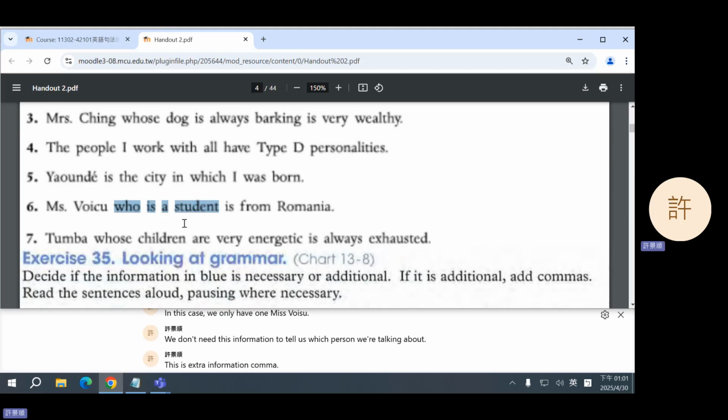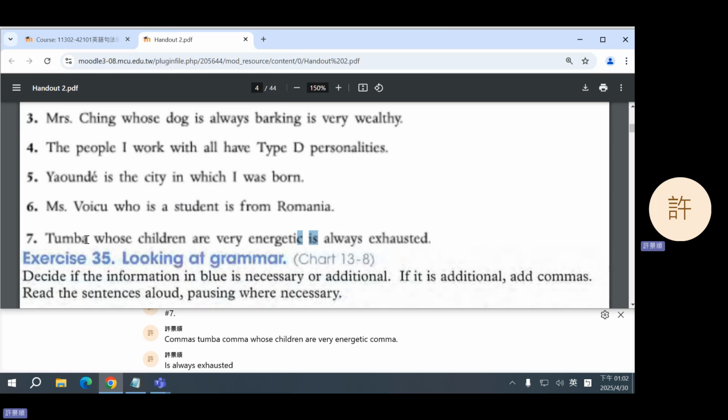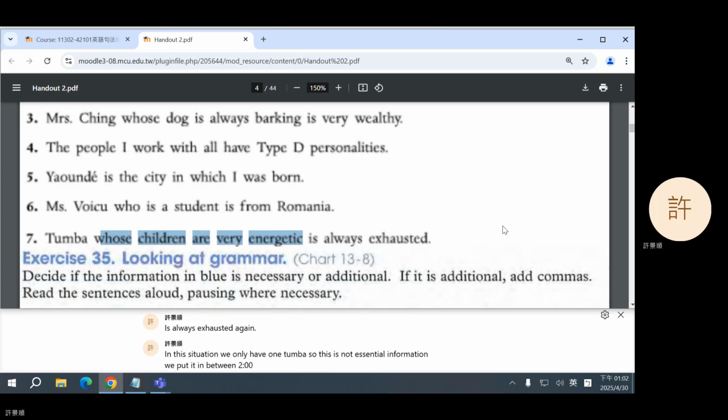Number 7, commas. Tumba, whose children are very energetic, is always exhausted. Again, in this situation, we only have one Tumba. So this is not essential information. We put it in between two commas.